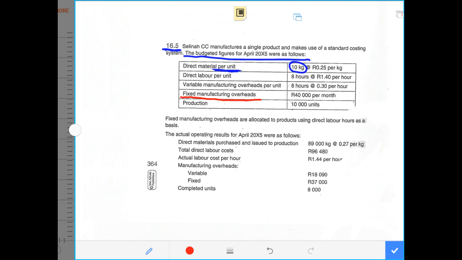variance, which is the fixed overhead cost, or the fixed manufacturing overhead, which is 40,000 rands per month. So this is the budgeted fixed overhead, because the information below says the budgeted figures. So this is the budgeted. Then if we get to know the actual, then we can calculate our fixed overhead variance.